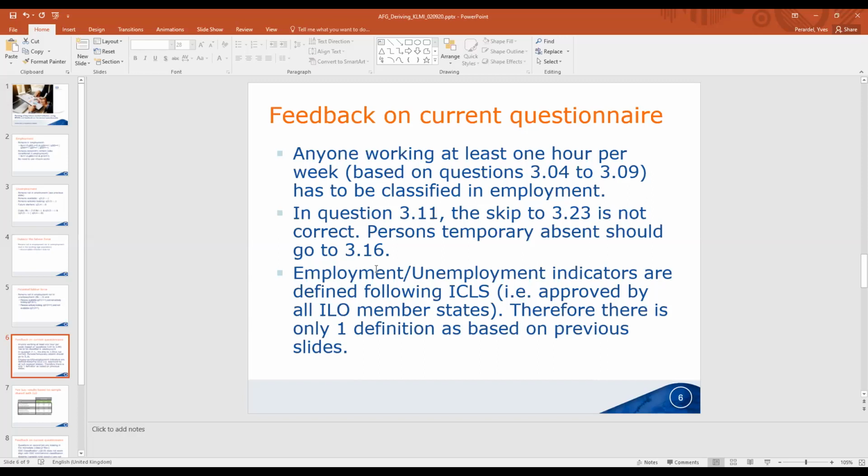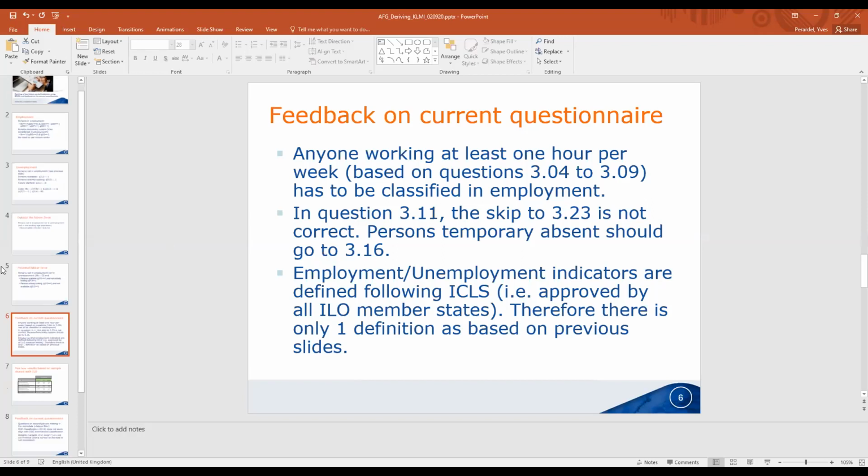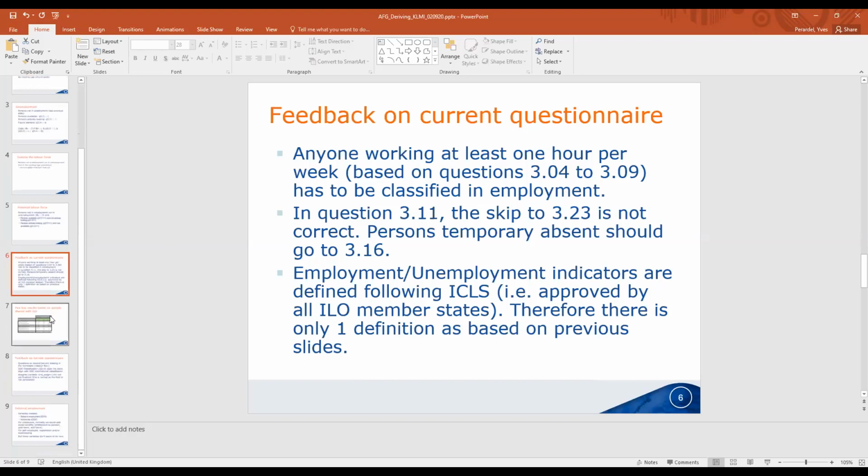I'm saying this because I've seen you mention national and international definitions. Normally, there is only one definition of employment and unemployment, which is not even international; it's the definition that has been agreed by all ILO member states. So we would encourage having only one definition that follows the ICLS. And if, for example, you want to relax some criteria for unemployment, rather talk about potential labor force than talking about an international definition.